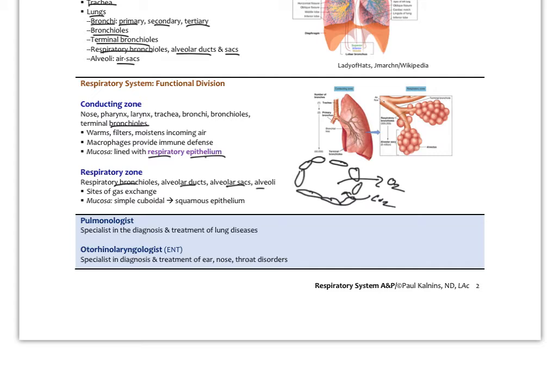Now, in terms of medical specialties that deal with the lungs, a pulmonologist is a specialist in the diagnosis and treatment of lung diseases, just so that you know. And an otorhinolaryngologist, an ENT doctor, the ears, nose, and throat doctor, is someone who specializes in the treatment of ear, nose, and throat disorders. So both of those specialists will be potential referrals when we start looking at respiratory pathology, people who would deal with these respiratory illnesses.